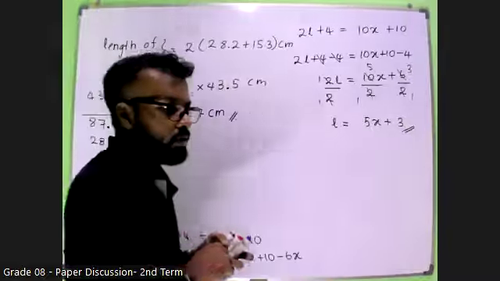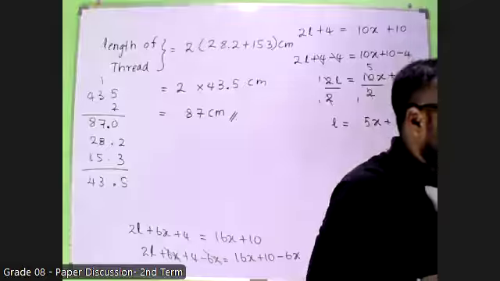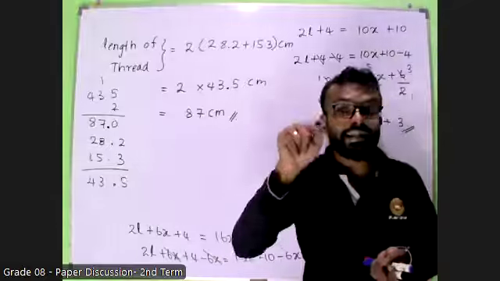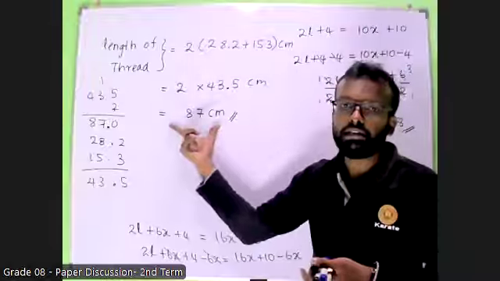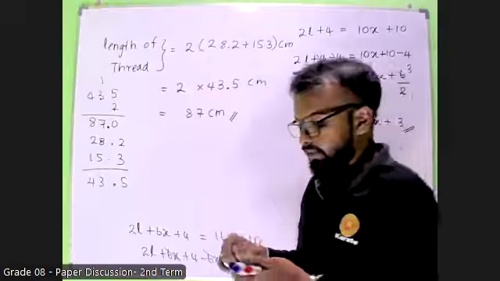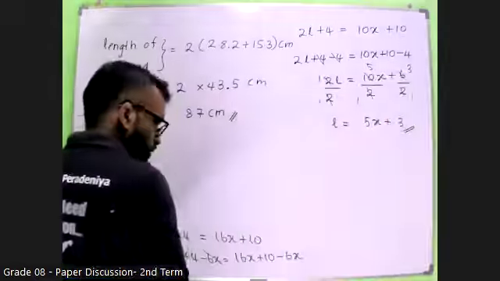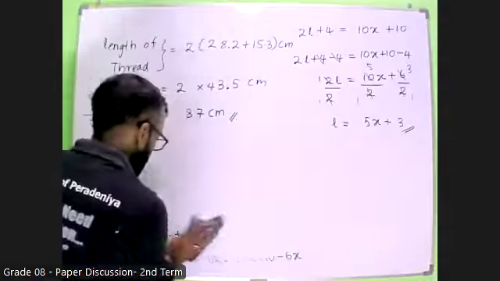Right? So find the length of the thread which is needed to paste around 18 such wall hangings. So you have to multiply 87 by 18. Right? So the total length of threads.